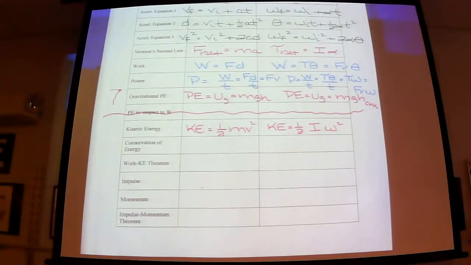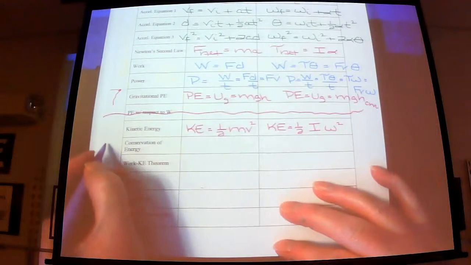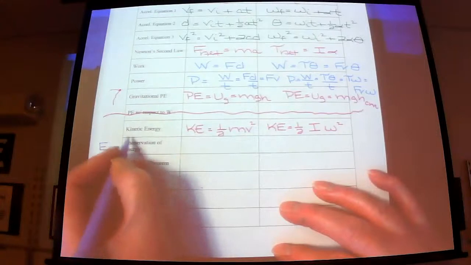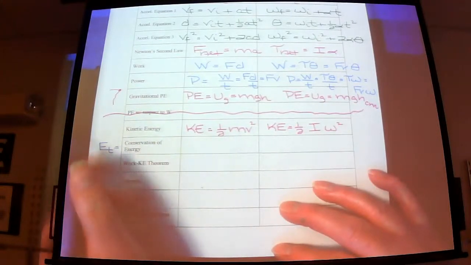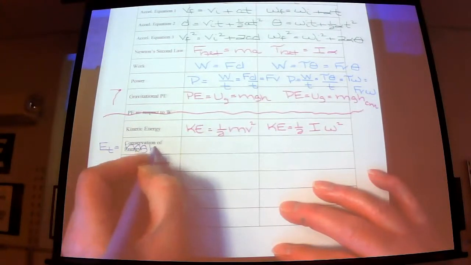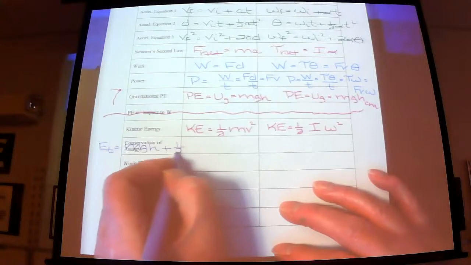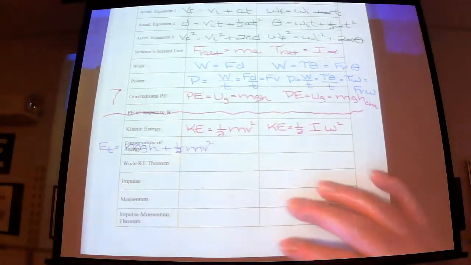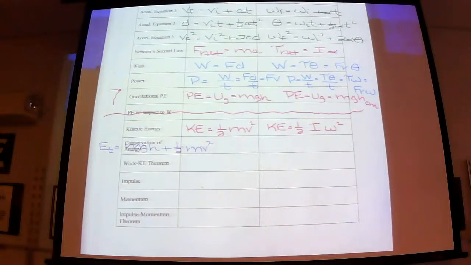All right, conservation of energy. I'm going to write way over here so I have space. I'm going to write ET equals the potential plus the kinetic. So the potential is going to be mgh plus the kinetic, that's going to be 1/2 mv squared. Technically, it's the ET at spot 1 equals the ET at spot 2. So it's mgh plus 1/2 mv squared equals mgh plus 1/2 mv squared. And we go from there.